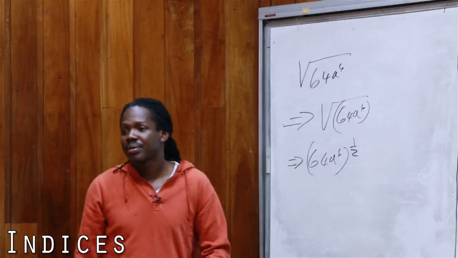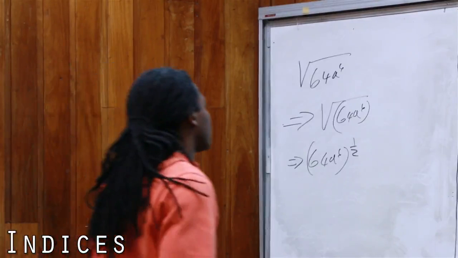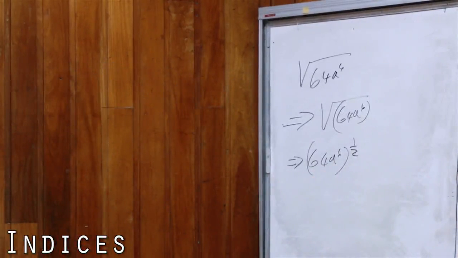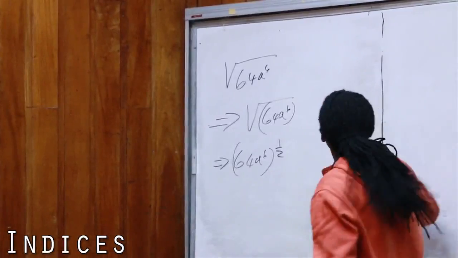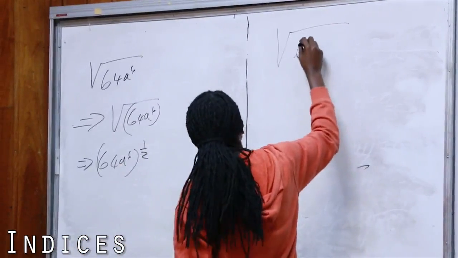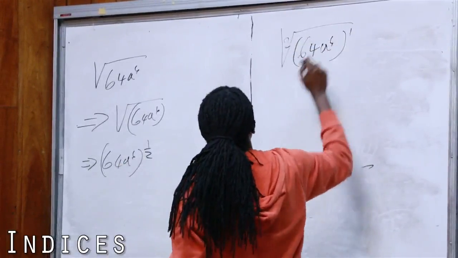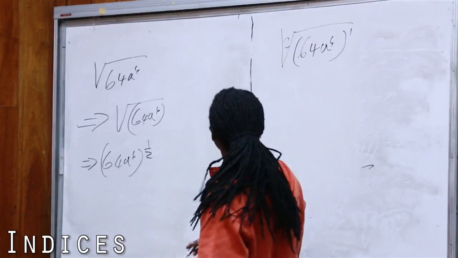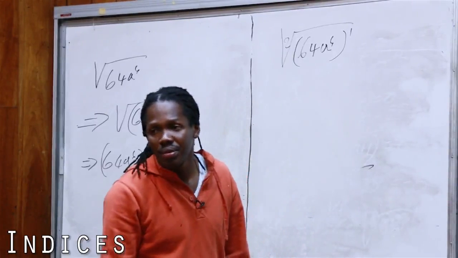Work out this. When you get something to a fractional index, what do you do? You draw your root. You then carry everything, and you put this below the line, and you raise everything to the first power. Because 2 is below the line, the denominator goes to the root. See that?